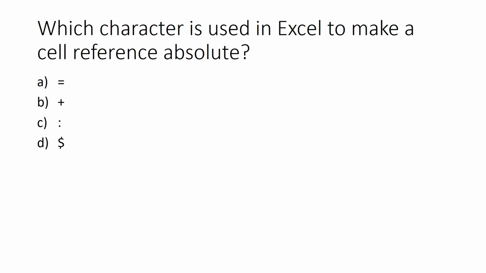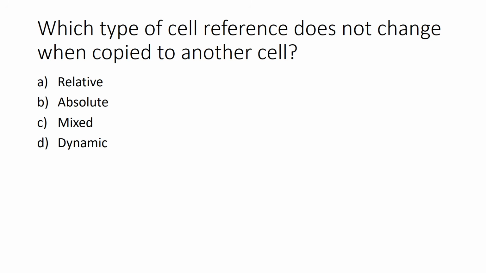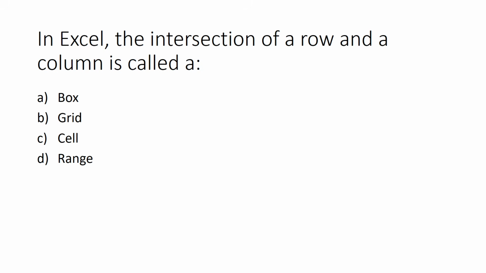Which character is used in Excel to make a cell reference absolute? If you want to make a cell reference absolute, out of these, which character is used? So it is dollar. Let's move on to our fourth question, which asks you the type of cell reference that does not change when copied to another cell. It will not change at all. Simply, it is absolute, it remains constant. Our fifth question is, in Excel, the intersection of a row and a column is called what?